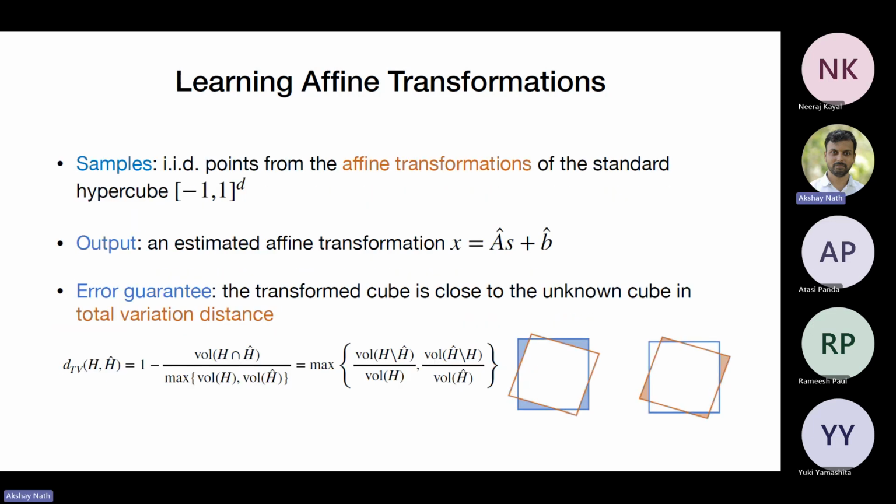Why is this the metric of choice? I could have, for example, looked at the Frobenius distance between A and B naught. Yeah, that's a good point. We can look at it, but it turns out that's something easier to do.